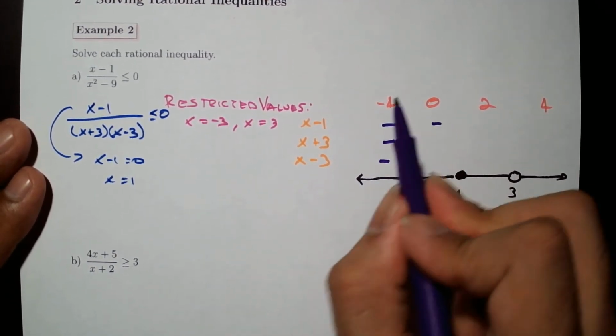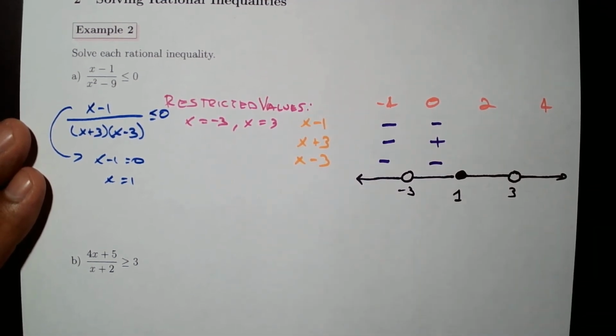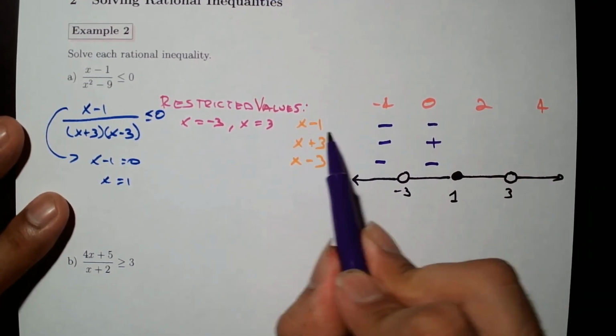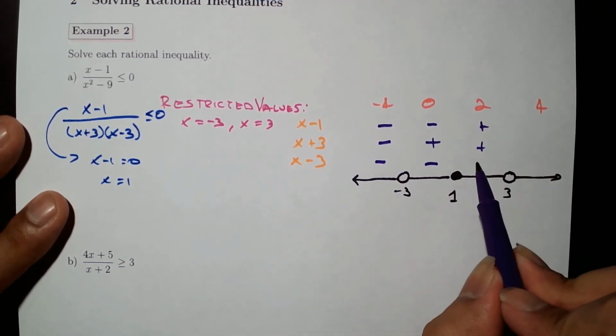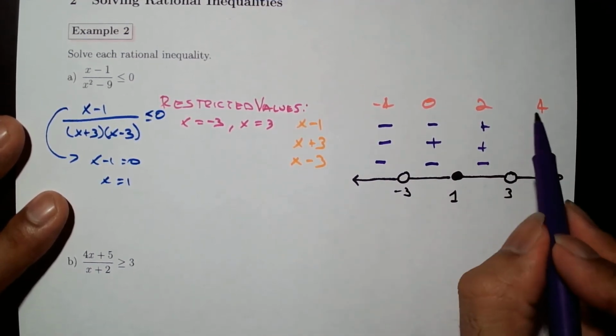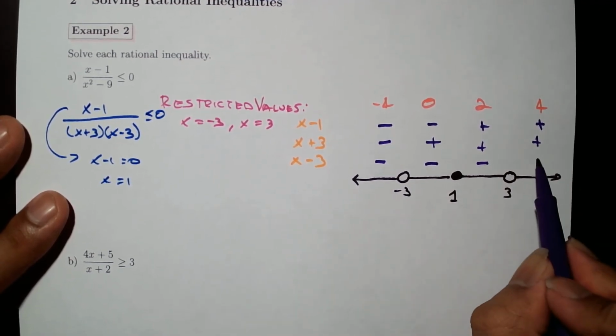0 minus 1 is negative. 0 plus 3 is positive. 0 minus 3 is negative. 2 minus 1 is positive, 2 plus 3 is positive, 2 minus 3 is negative. 4 minus 1 is positive, 4 plus 3 is positive, 4 minus 3 is also positive.